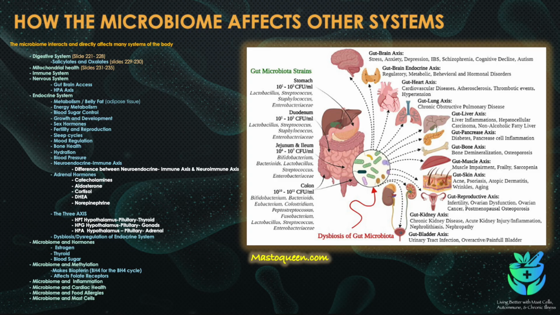And on the right, you can see the gut organ axes. Those pathways where gut imbalance connects directly to disease in the brain, heart, lungs, liver, kidney, skin, reproductive system, and more. This is a ripple effect. When the hub is strong, the wheel turns smoothly. But when the hub is damaged, every spoke feels the strain, and that's how the microbiome drives the cycle of illness.